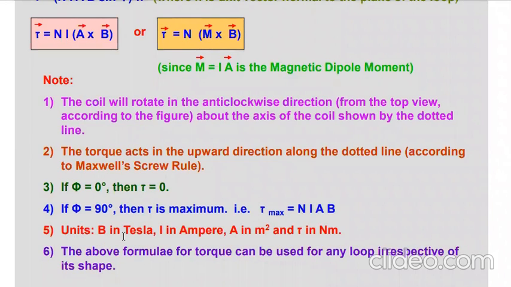Now try to understand units. B is in Tesla, the SI unit of magnetic field is Tesla, and the SI unit of current is ampere, area in meter square, then tau is in Newton meter.